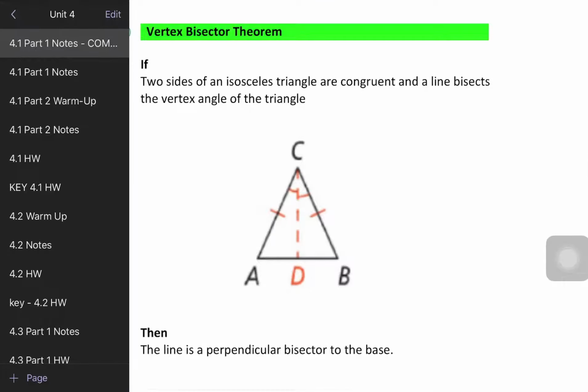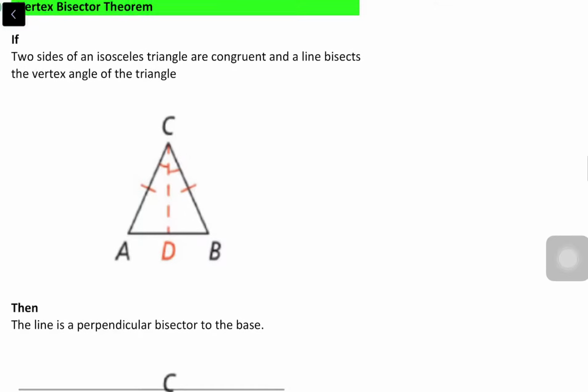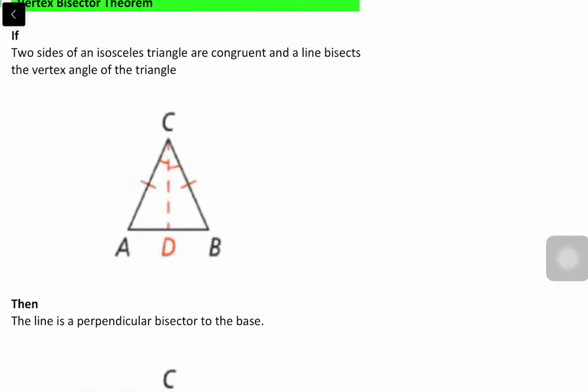If two sides of an isosceles triangle are congruent and a line bisects the vertex angle of the triangle, then the line is perpendicular to the base. Let's go through that again. If two sides of an isosceles triangle are congruent and a line bisects the vertex angle, you can see that CD is bisecting that, then we know that CD has to be perpendicular to the base.